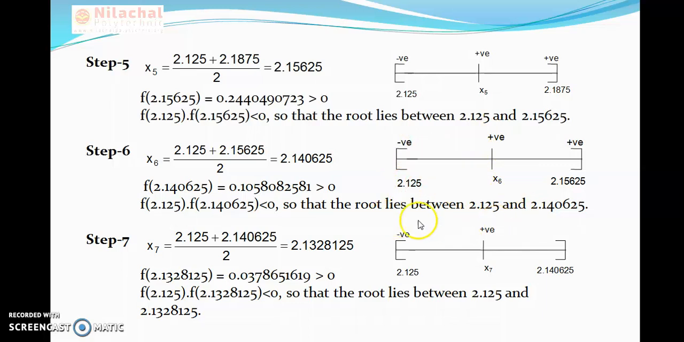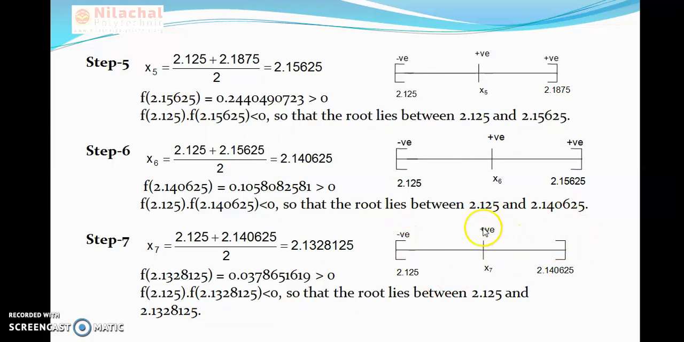So that's why we are writing here that the root lies between 2.125 and 2.140625, which is your x6. Then the next approximation is their middle point, using the middle point formula. That equals 2.1328125. At this point we mention this is x7 and we test it in the function, its function value is positive. That's why we are mentioning here positive. This is also positive. Clear?